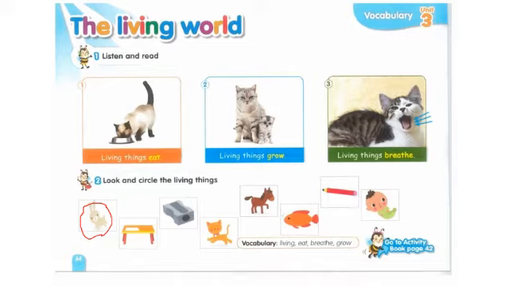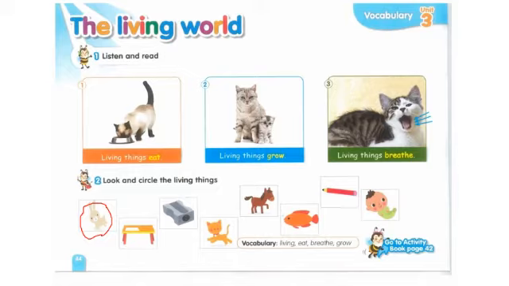The third picture here, we have a picture of a sharpener. Okay, is the sharpener a living thing? Let's ask the three questions. Does it eat? No. Does it grow? No. Does it breathe? No. So a sharpener is a non-living thing.